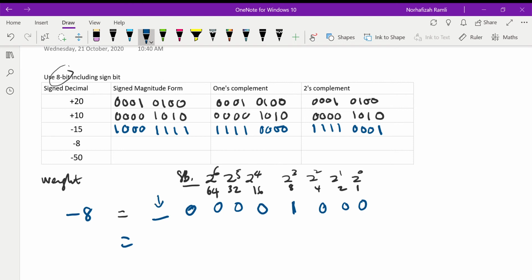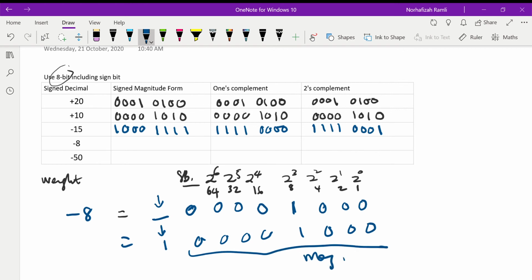So now if I want to put it into sign magnitude form, simply copy the whole thing and just replace this one to 1. So this is copy. Right, because sign magnitude means you copy the magnitude. So they become 1, 0, 0, 0, and 1, 0, 0, 0. So you can see the negative 8 simply by looking at the negative.